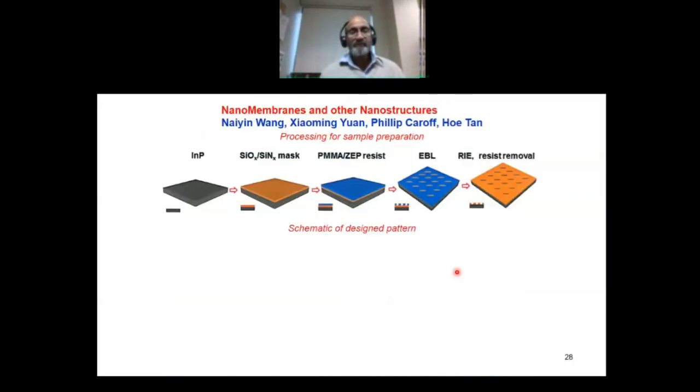So then we asked ourselves, instead of opening a hole in the silicon dioxide mask, what will happen if we open a slot or a ring? This is work of Dr. Nain Wong, who just finished his PhD. What he has done is deposit silicon dioxide, put some photoresist, do electron beam lithography patterning, and create these different patterns.